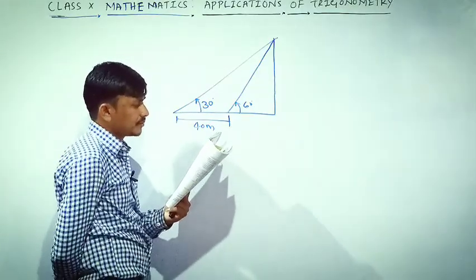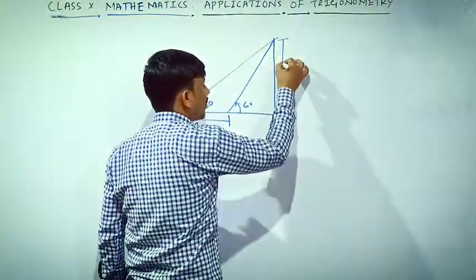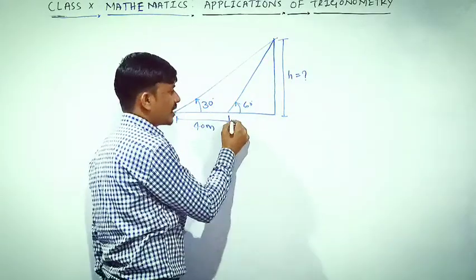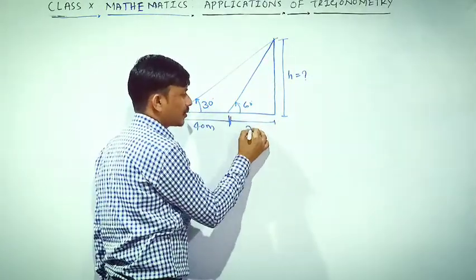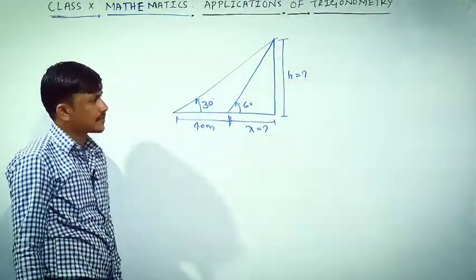Next, what we need to find out? Find the height of the tower. We need to find out the height of the tower. H is equal to question mark. Correct? Consider this one as x. X meter. X equal to question mark. First of all, in small triangle apply tan.